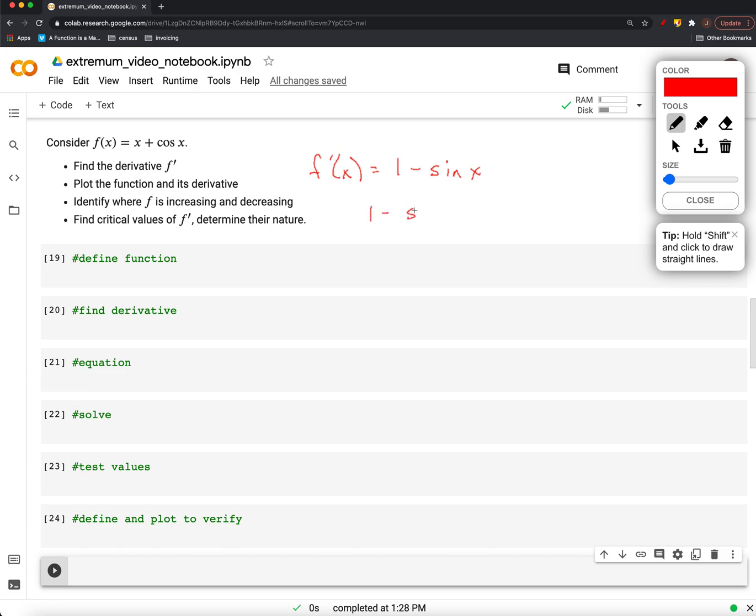So when does 1 minus the sine of x equal 0? It's whenever the sine of x equals 1. And that happens at the angle pi over 2. Maybe you remember your unit circle.